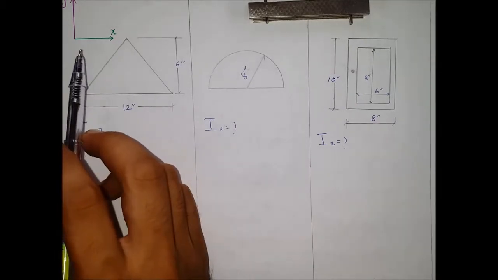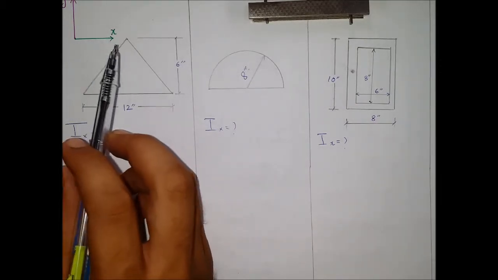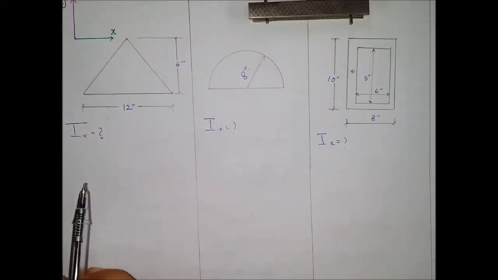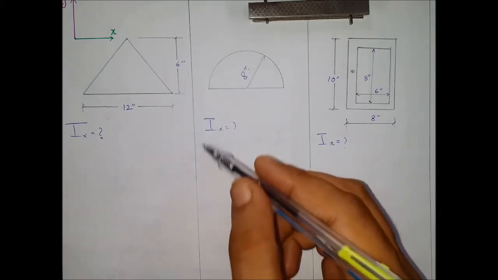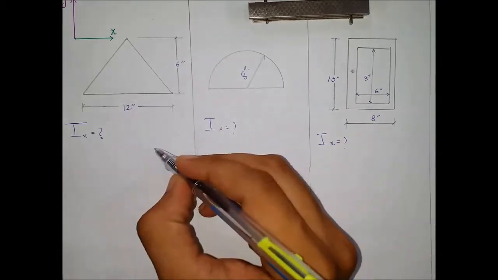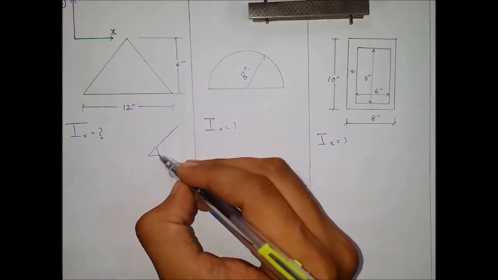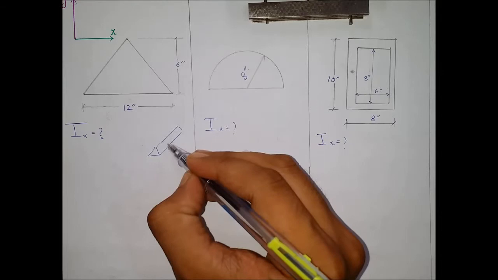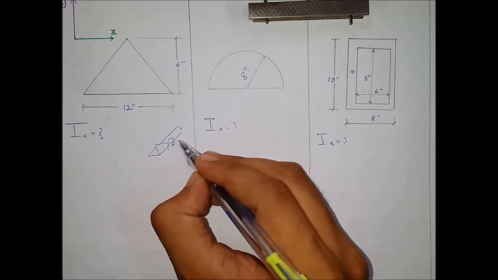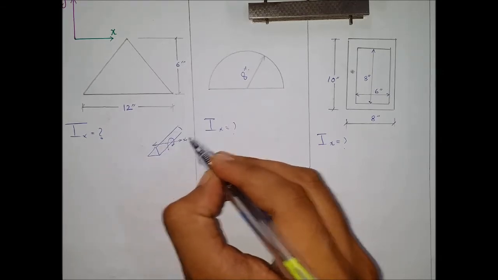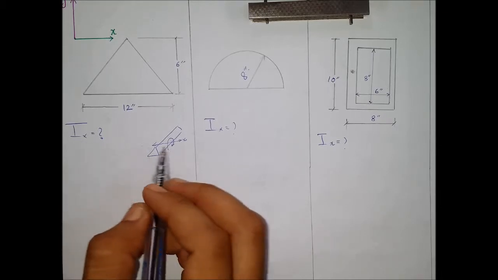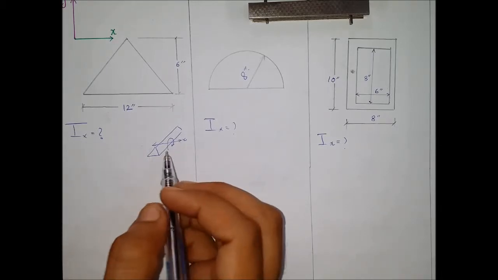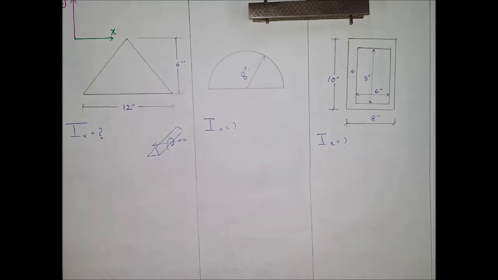We are given the x-axis and the y-axis. We are required to find the moment of inertia about the x-axis. That means if it was drawn in 3D, if it was a triangular beam, then the bending would have been occurring about the x-axis. So the moment of inertia about the x-axis will help this beam resist the bending about the x-axis. That is why we are interested in calculating the moment of inertia about the x-axis.